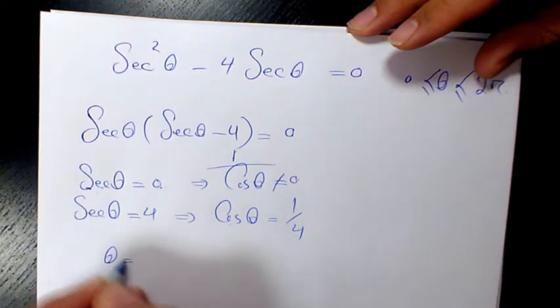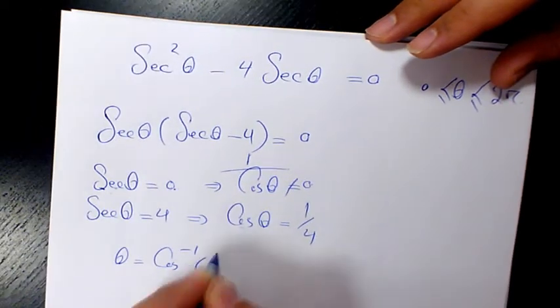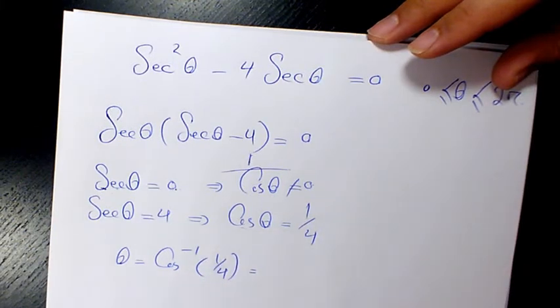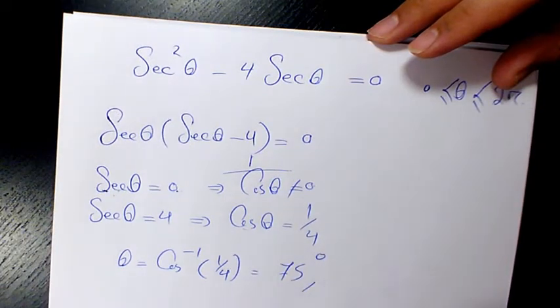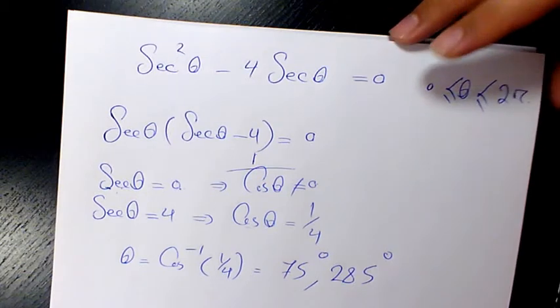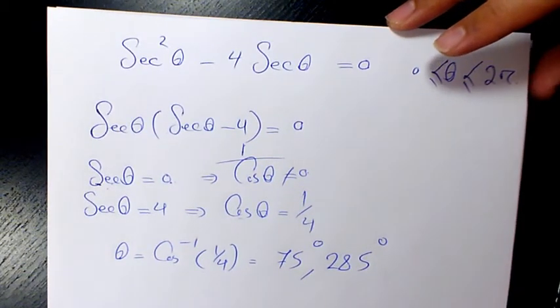So theta is going to be cosine inverse of 1 over 4. That's going to be 75 degrees. And the other answer is going to be in quadrant 4, where cosine is positive, 285 degrees. So these are going to be the two answers to this question.